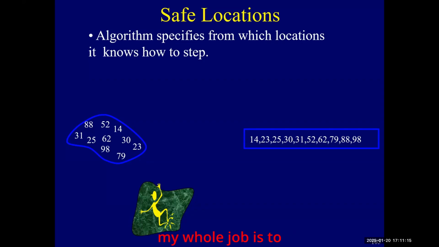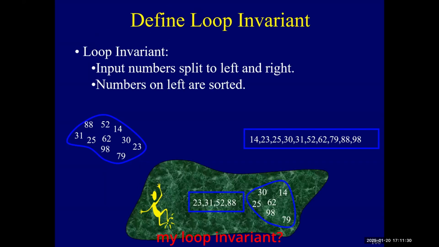Well, my whole job is to get all these numbers sorted. Well, when I'm halfway done, I've sorted some of them, right? All right, so what's my loop invariant? There it is. I got some numbers. Every number appears exactly once. Some numbers are over here sorted. The rest I haven't looked at yet, right? Everybody got a good loop invariant?